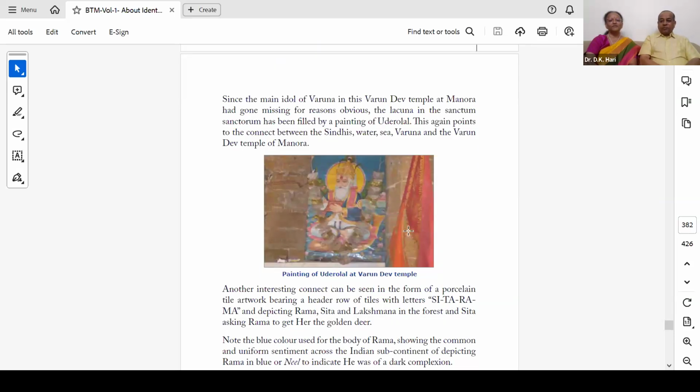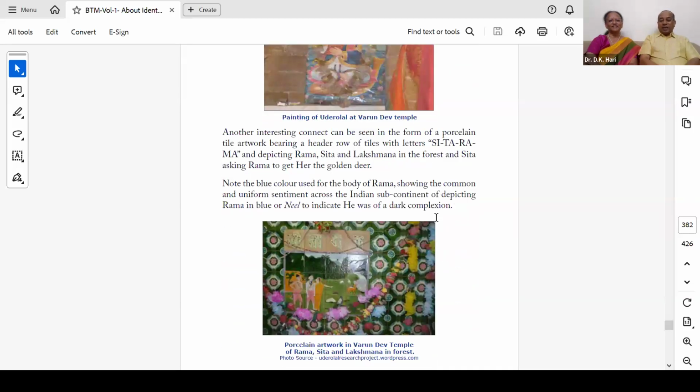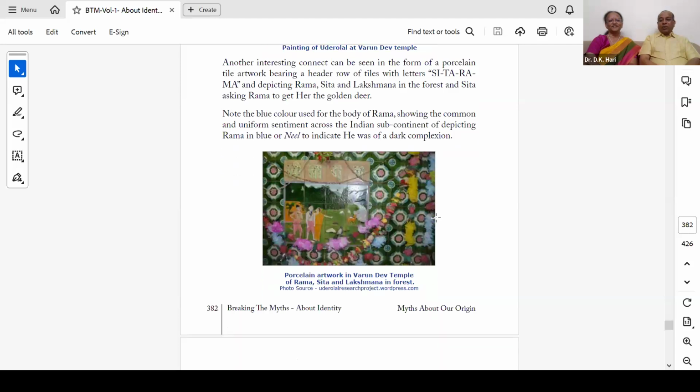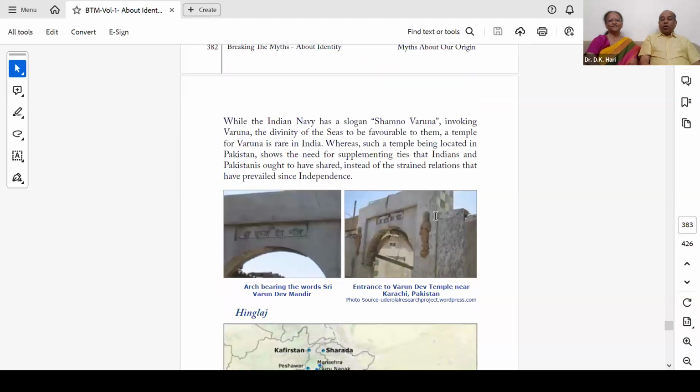And this Varun Dev, Varuna, the deity, is also prayed to by the Sindhis as Jhulelal, or Udero Lal. All of you know a famous Sindhi song called Jhulelal, Damadam Mastkalandar. Damadam Mastkalandar is a famous song. Look at how it all correlates to each other. So this is the Varun Dev Mandir. This is the entrance to that Varun Dev temple.